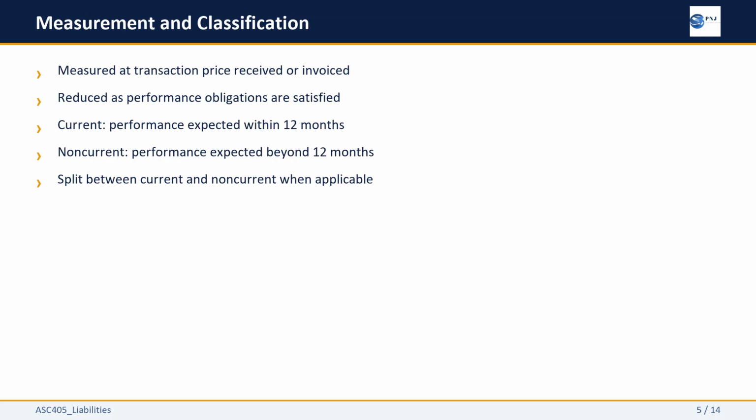Deferred revenue is measured at the transaction price, the amount received or billed from the customer. As you satisfy each performance obligation, that amount moves from the liability to revenue. Classification follows timing. If you expect to deliver within 12 months, the deferred revenue is current. Beyond 12 months, it is non-current. When a contract spans both periods, you split the balance and present it in two line items on the balance sheet.